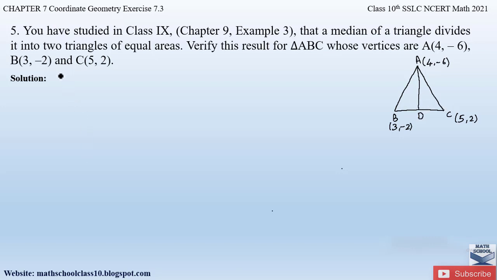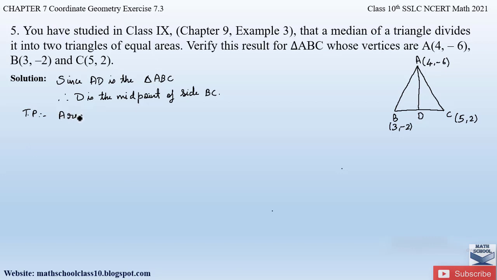So let us write down, since AD is the median of the triangle ABC, therefore D will become the midpoint of the side BC. Now we have to find the area of triangle ABD and the area of triangle ADC, and prove that area of triangle ABD is equal to area of triangle ADC. Now point D forms the midpoint of the side BC. So we have to find the coordinates of point D so that we can find the area of triangle ABD and area of triangle ADC by applying the formula for area of a triangle.